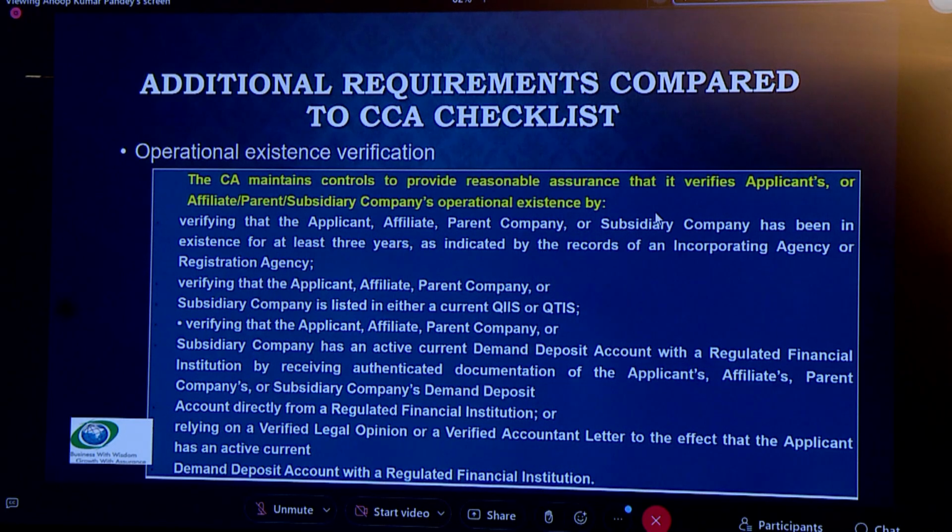Then operational excellence verification: the CA maintains control to provide reasonable assurance that verified applicants or affiliated parties, subordinate company, meet operational excellence. These are the kind of operational excellencies they are looking for.